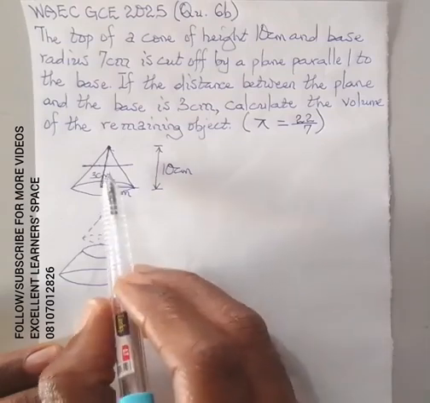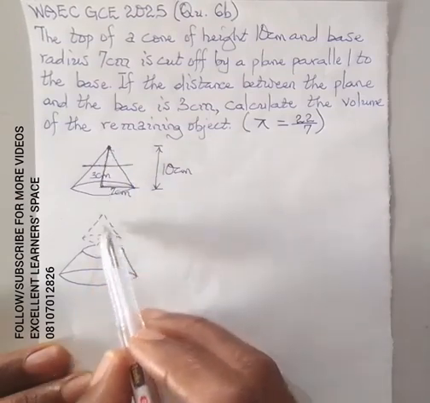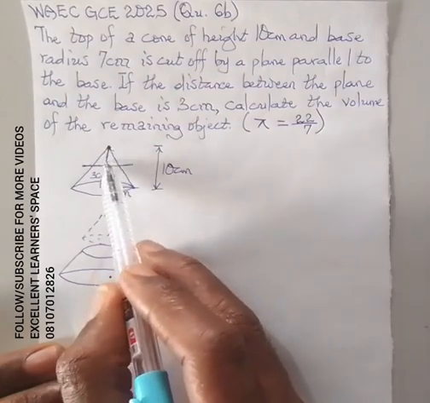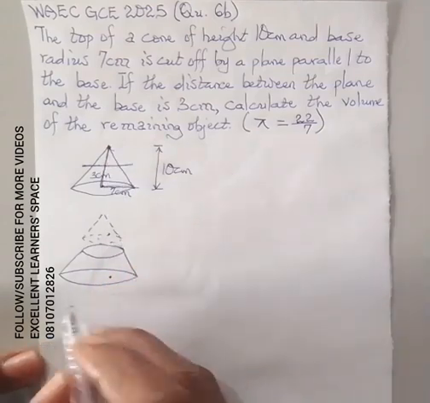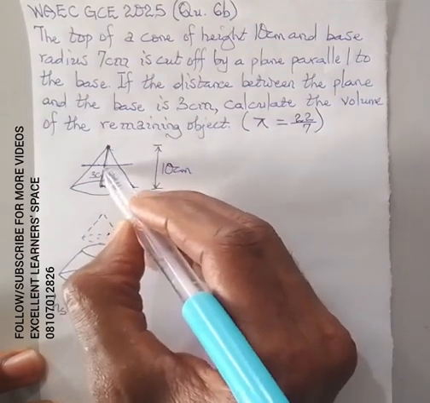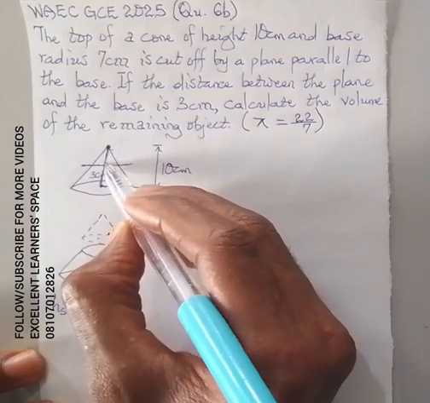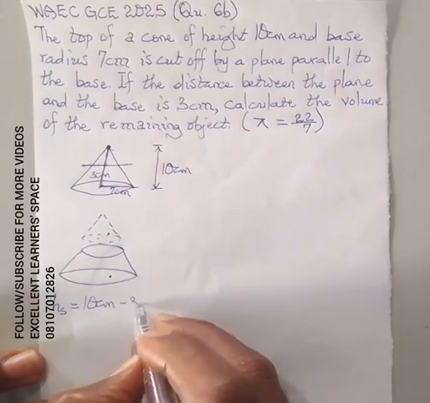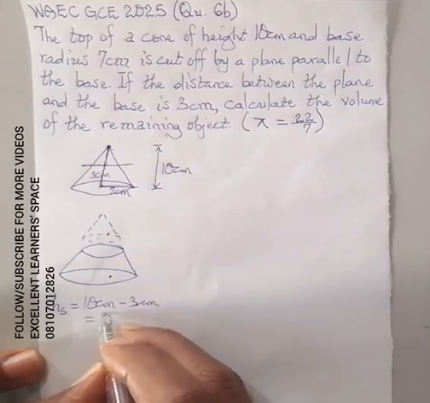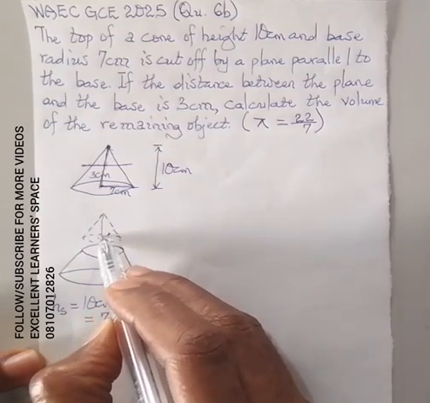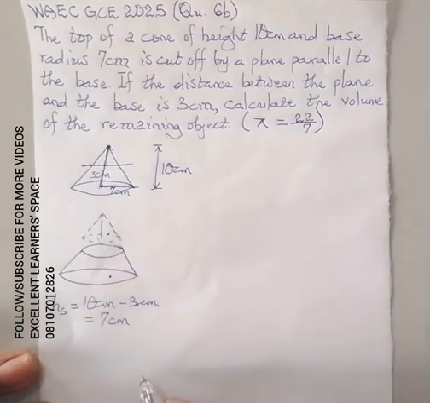Now listen, if the height of this full cone is 10, and here to here is 3, what will be the height from here to here of the small cone? So the height of the small cone is out of 10, 3 has been cut off here. So the height will be 10 centimeter minus 3 centimeter. So the height of the smaller cone is 7 centimeter. We need to get its radius. How do you get its radius?